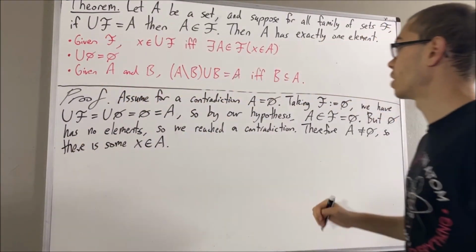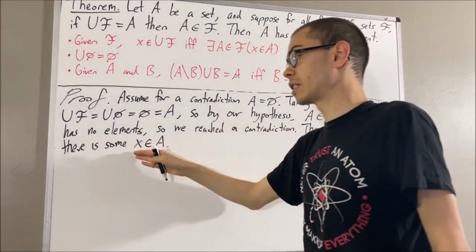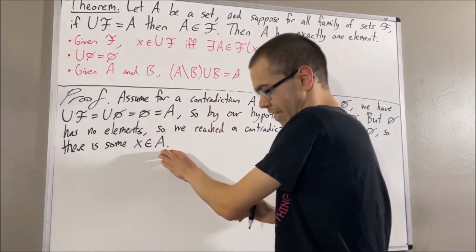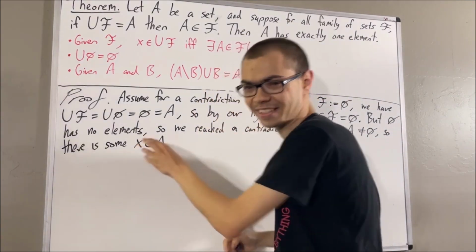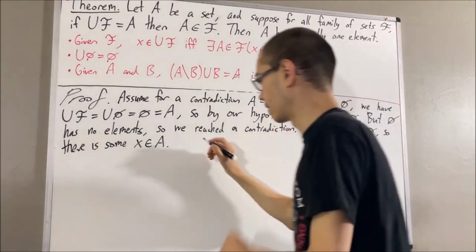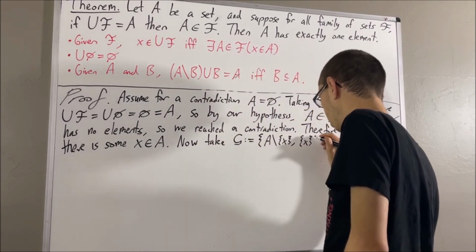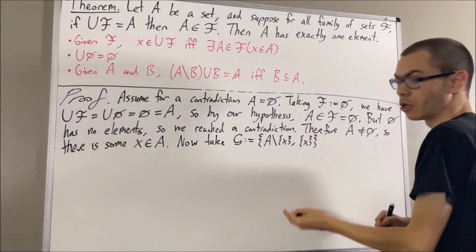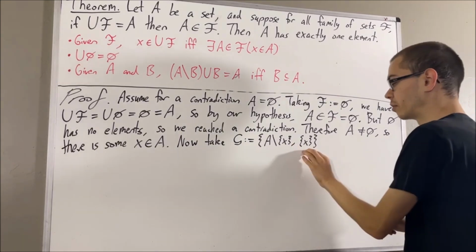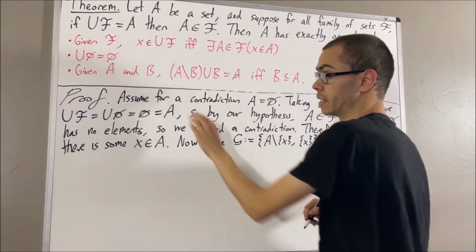Now, we want to show that A has exactly one element. So we're going to show that X is the only element of A. In other words, we're going to show that A is equal to the singleton set of X. And to do so, let's consider the following family of sets. Let's consider the family of sets G which contains A set minus the singleton set of X and the singleton set of X. Well, we're going to show that the union of G is equal to A.